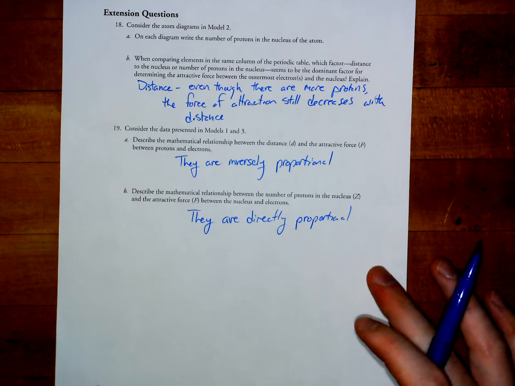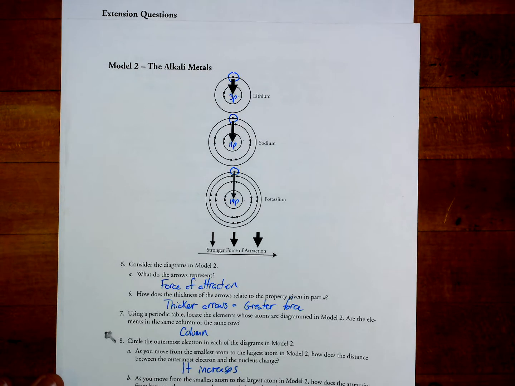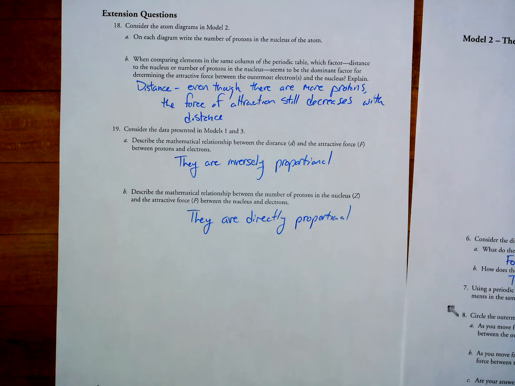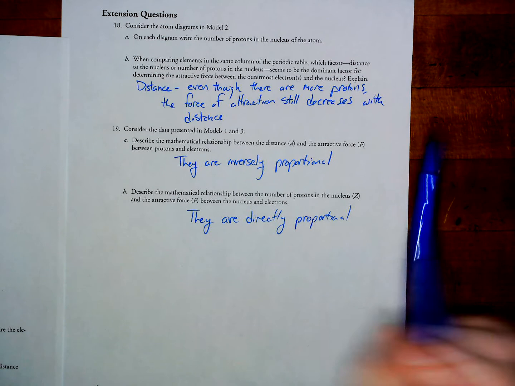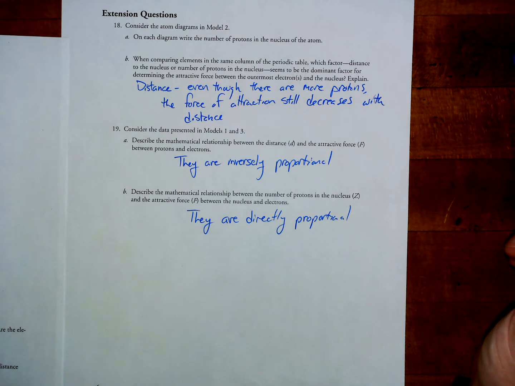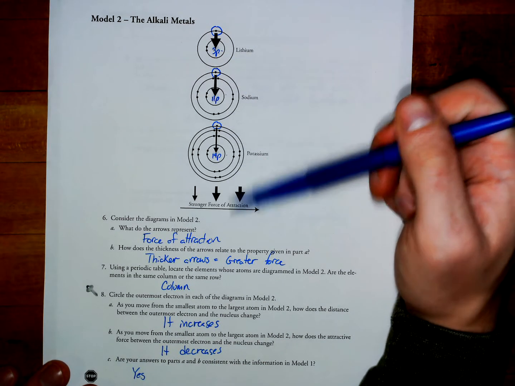And finally, consider the atom diagrams in Model 2, which was that model right there. When comparing elements in the same column of the periodic table, write in the number of protons. So when I write in my number of protons, 3 in lithium, 11 in sodium, and 19 in potassium. When comparing elements in the same column, which factor, distance to the nucleus or number of protons in the nucleus, seems to be the dominant factor? Distance is dominant. As we're going down, our force of attraction is getting less and less.